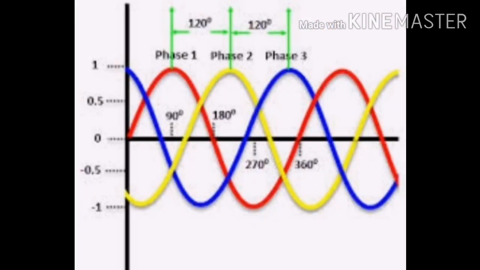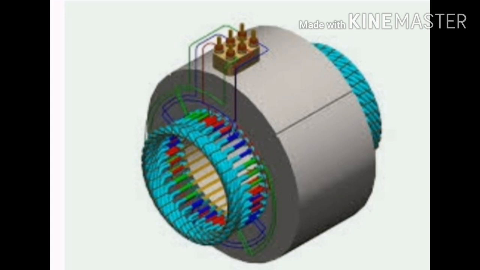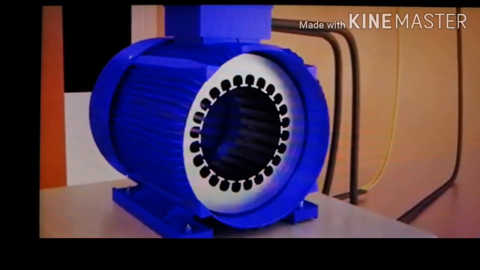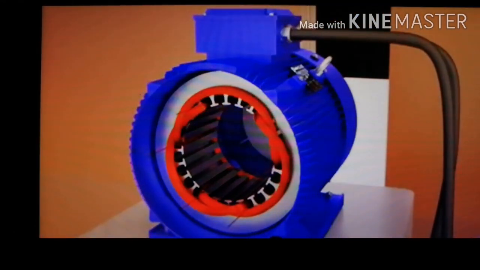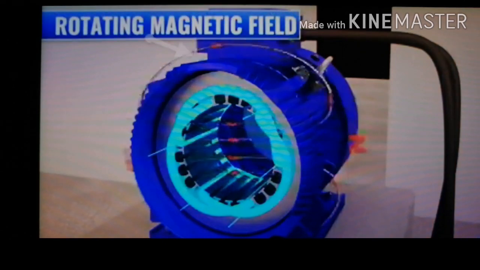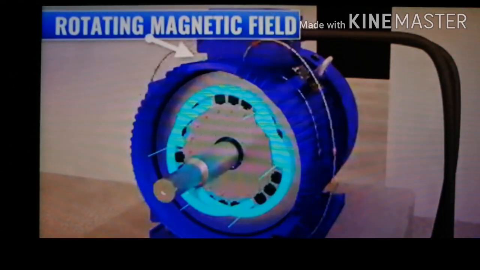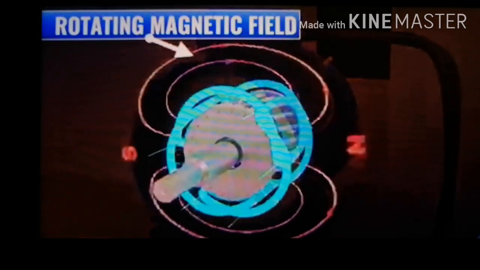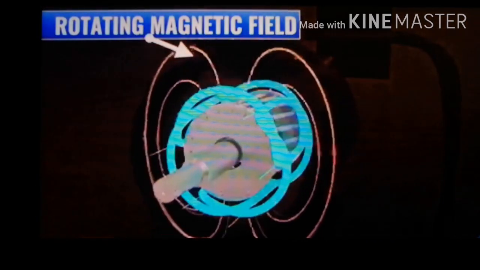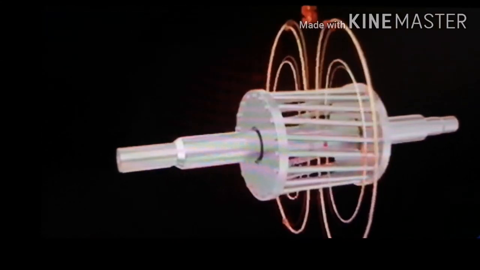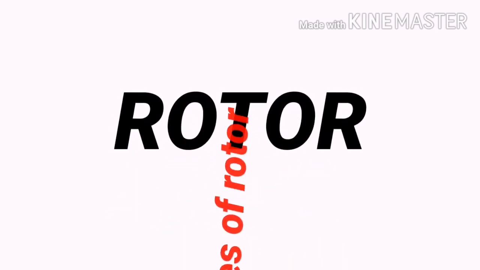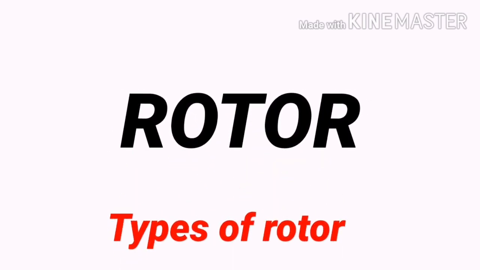Three-phase supply is given to this winding. When three-phase current passes through this winding, something very interesting happens. It produces a rotating magnetic field. This rotating magnetic field passes through the rotor. What will happen by this field and what is the effect of this field on the rotor? We will discuss it later. Before that, listen about the second component, that is the rotor.